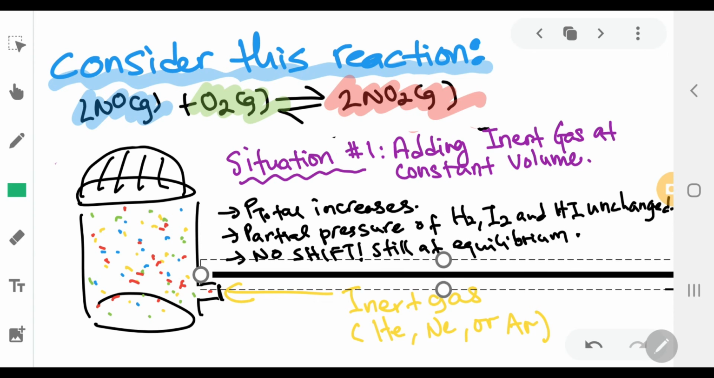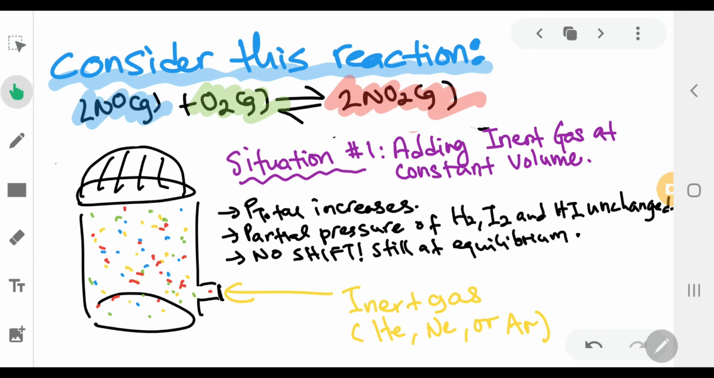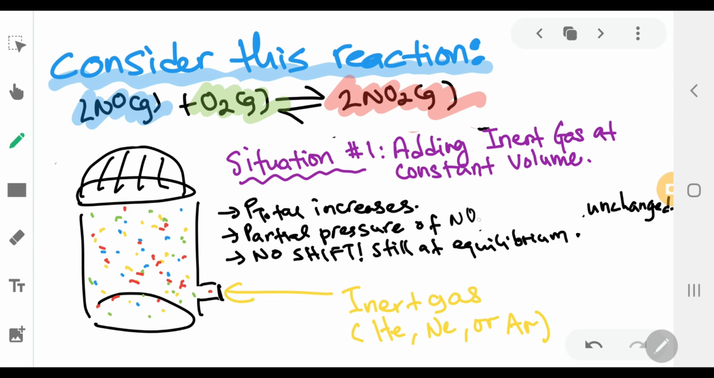But what you have here is this. The partial pressure of NO, O2, and NO2. Okay, so the partial pressure of all of the reacting gases in here will be unchanged. Okay, the partial pressure of NO, O2, and NO2 is unchanged.